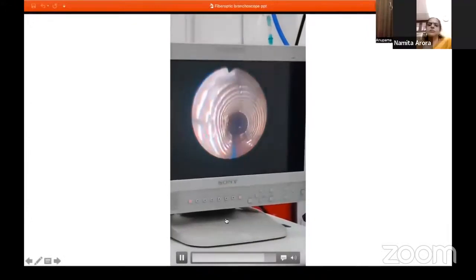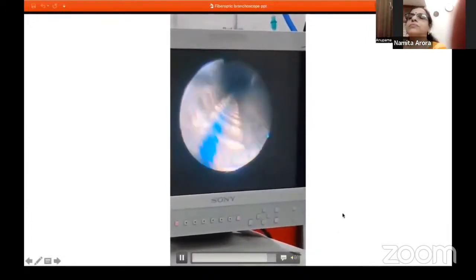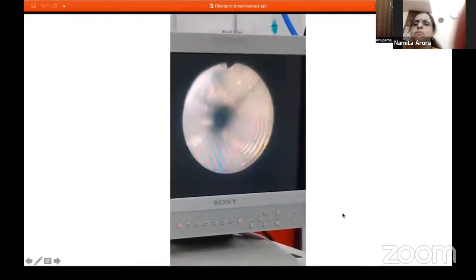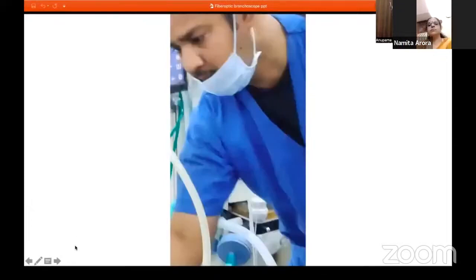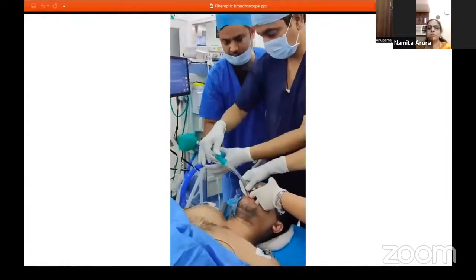So you can see the monkey's eye, and slowly withdraw, looking at the carina. These are the tracheal rings of the trachea. So we connect the tube to the socket, see the ETT in position, and then it is cut off.